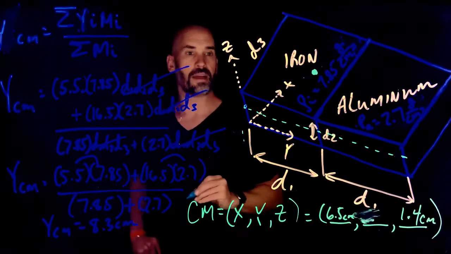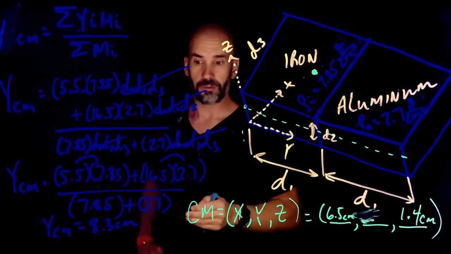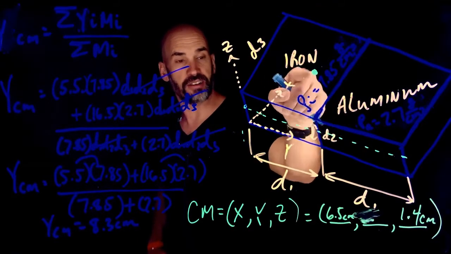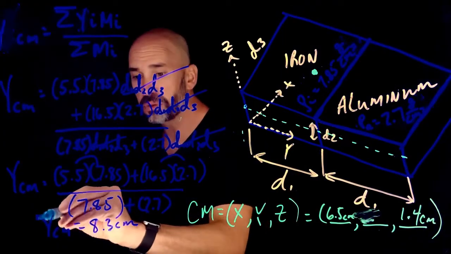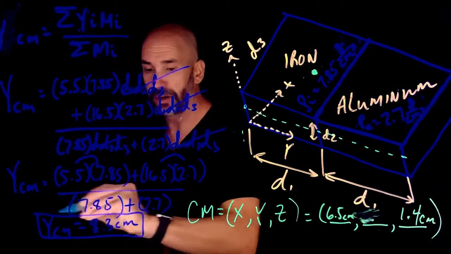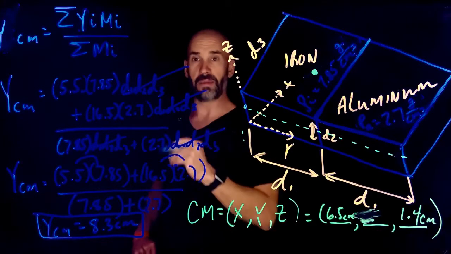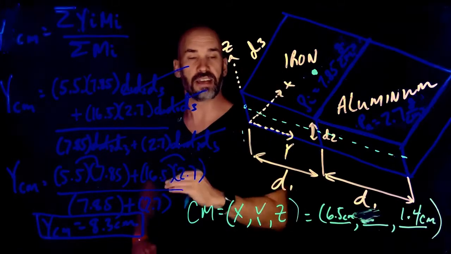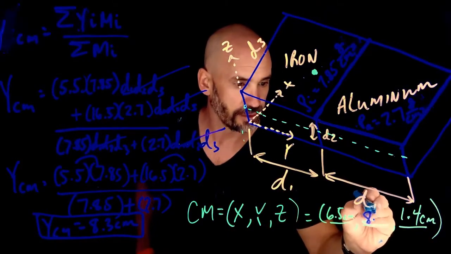centimeters. Now, remember, D1 is 11, right? So is 8.3 less than 11? Is it closer to the iron side as we expect? Yes, it is. So this is a pretty good indicator that we're in the right ballpark. We don't know for sure, but you could do the same math and prove it to me. But we do know that we're in the iron section, which is what we should expect. And I can put 8.3 there.